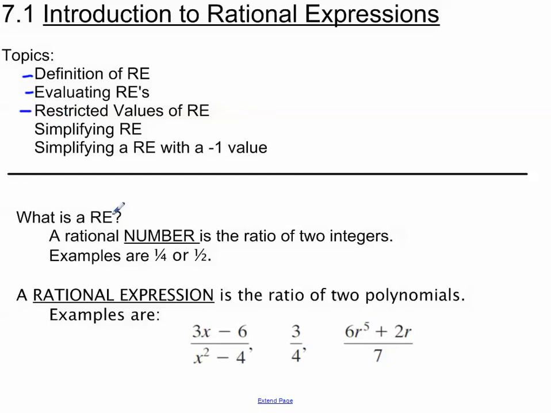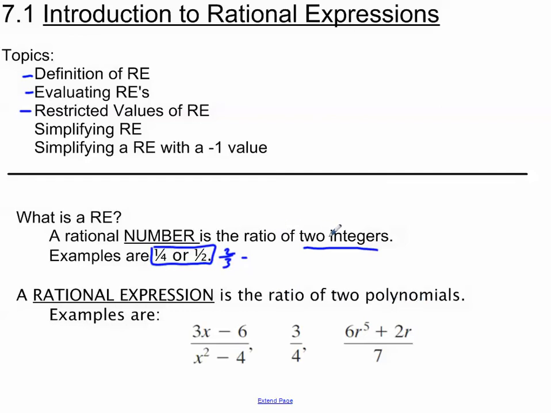So what is a rational expression? If we talk about what a rational number is, it's just the ratio of two integers. So here's an example: 1 over 4, or 1 over 2, or 2 over 3. Those are all just rational numbers, because you've got a number on top and a number on bottom. A rational expression is a ratio of two polynomials.